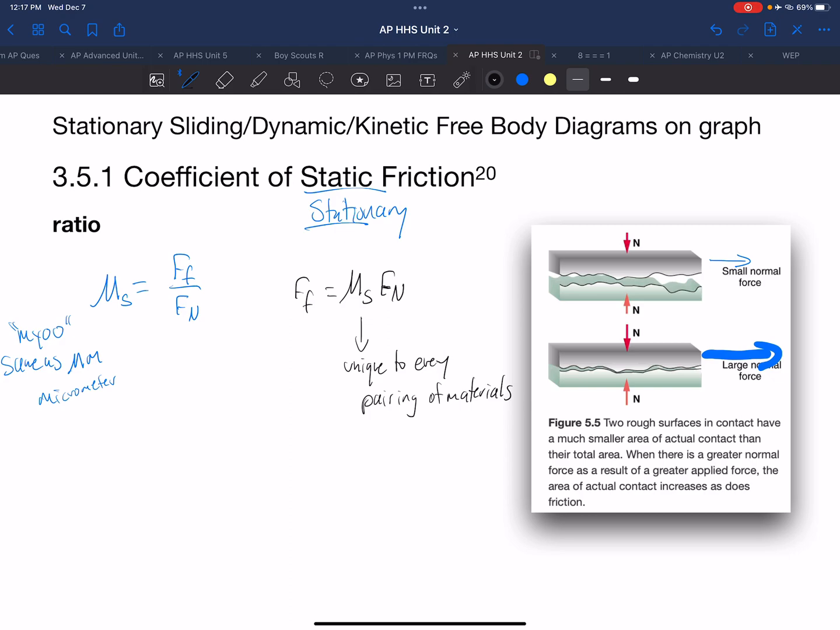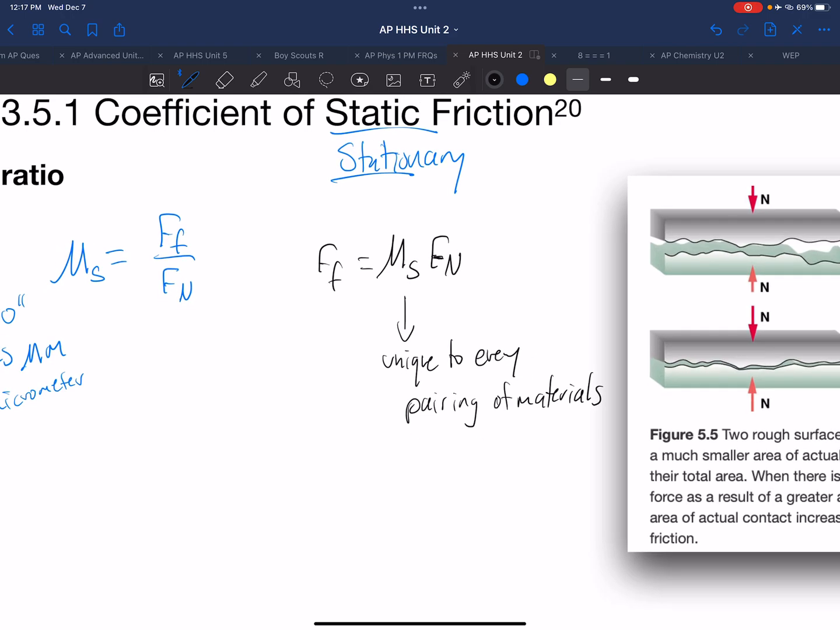Now we might look at this a little closer and say, what would it take for this mu to be 0? Well, for the mu to be equal to 0, the force of friction would have to be 0. So a mu of 0 would be something very, very slippery. No friction.